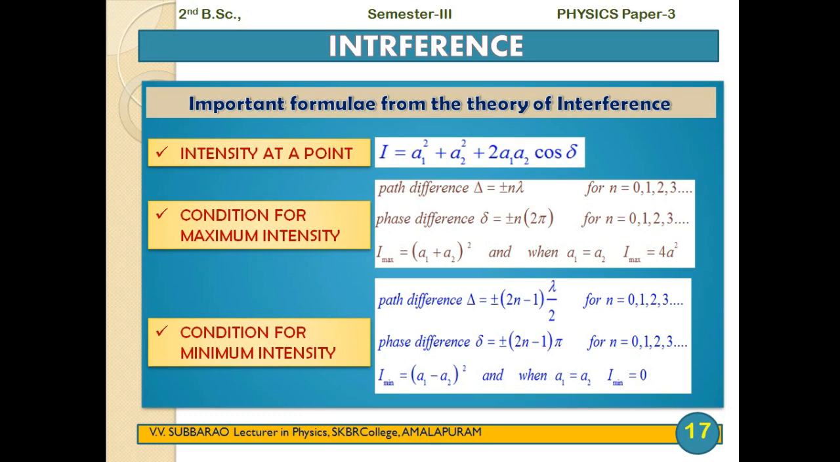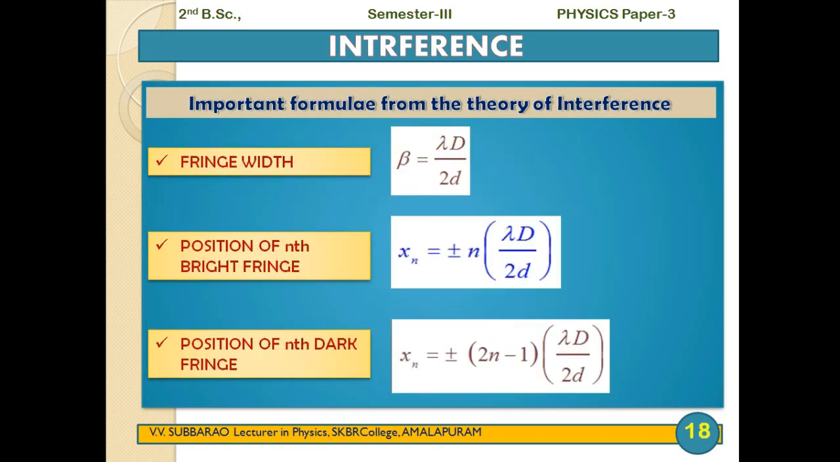The condition for minimum intensity is path difference equal to plus or minus (2n minus 1) λ by 2 for n equal to 0, 1, 2, 3. Or otherwise, in terms of phase difference, δ is equal to plus or minus (2n minus 1)π for n equal to 0, 1, 2, 3, that is n is an integer. In this case, the minimum intensity I minimum equals (A1 minus A2) whole squared. When A1 equals A2, intensity will become 0.